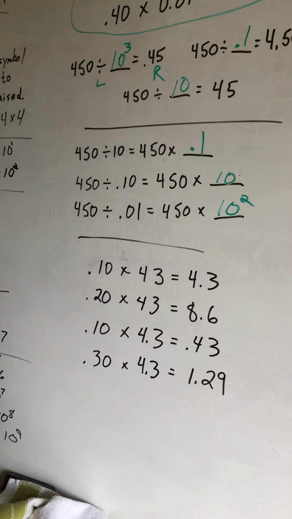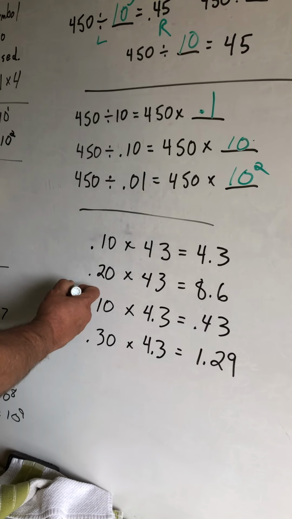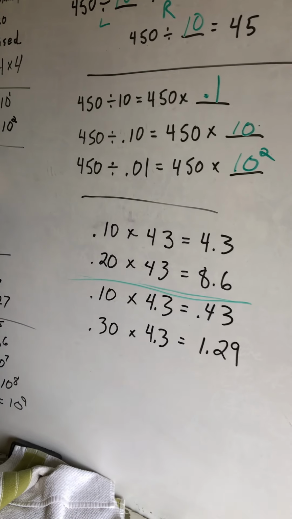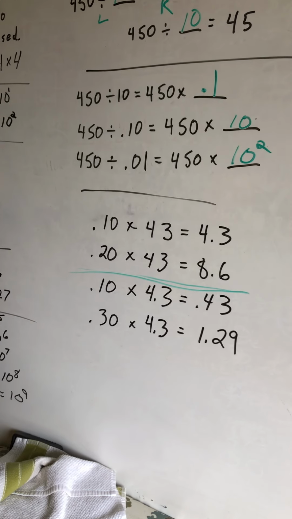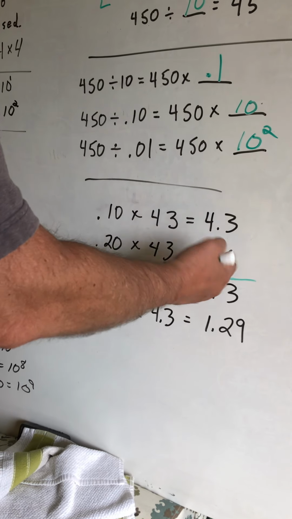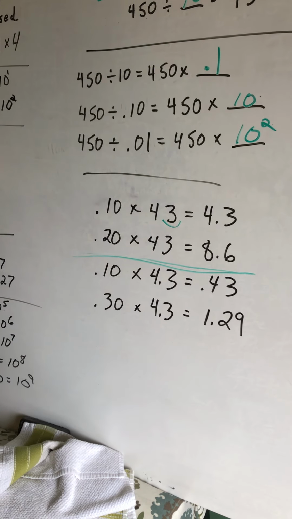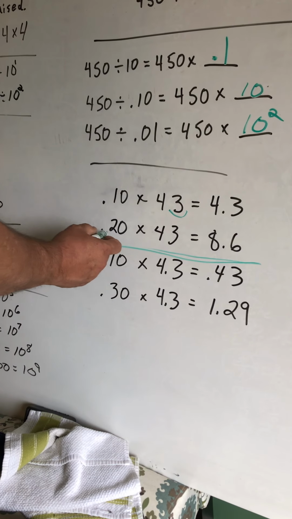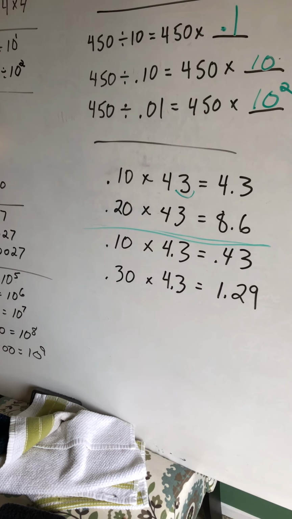And one of the last things I wanted to show you from the teacher's book is they split these up, okay? So they did 0.10, or if you want to call that 1/10 or 10/100, it doesn't matter, times 43, okay? Well, you know the decimal started here and came back one, that's all. So we got 4.3. All they did is double it, okay? All they did was double it. So now it's 2/10 or 20/100 times 43, 8.6.